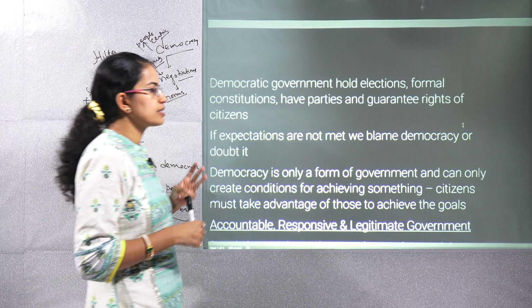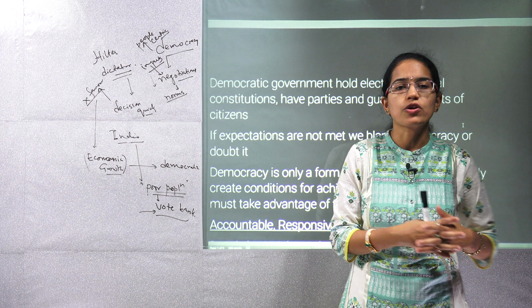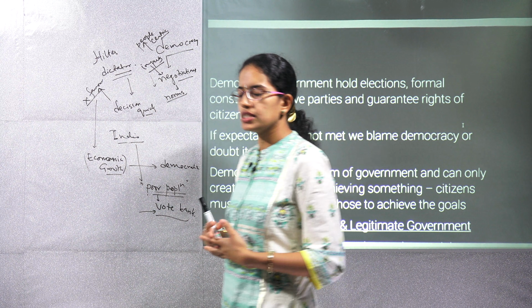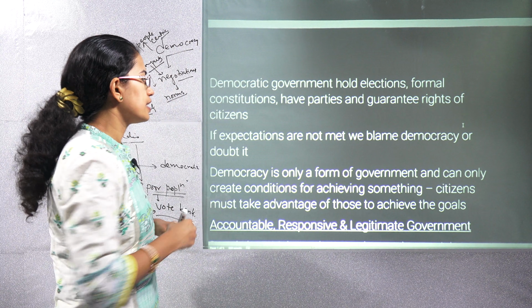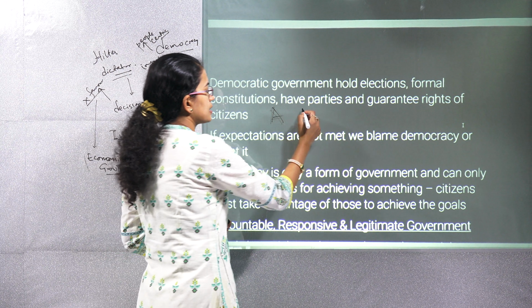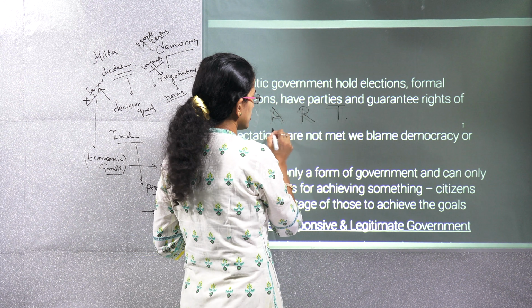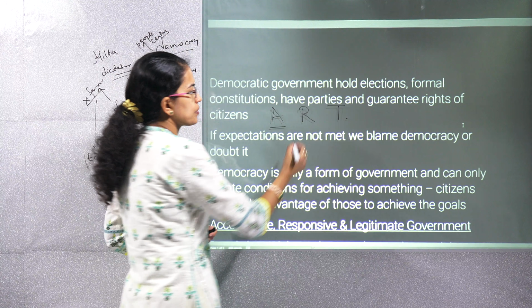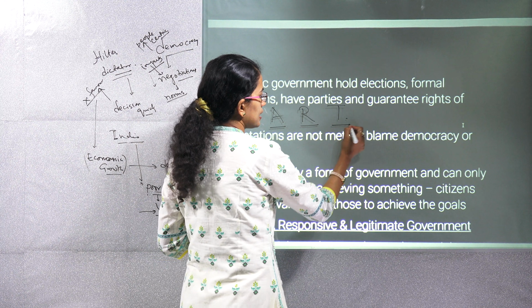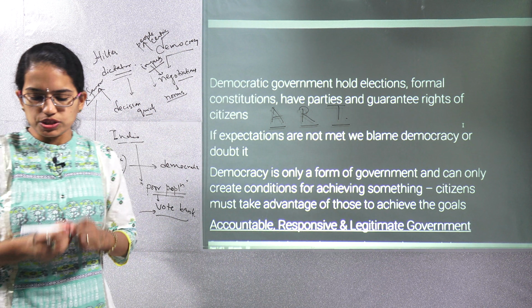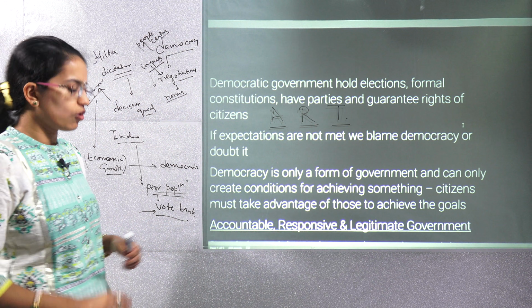Again, an important concept under governance, or what we talk about democracy, is the concept of ART. Under ART, we simply say there are three terms that we need to focus on: A for accountability, R for responsibility, and T for transparency.